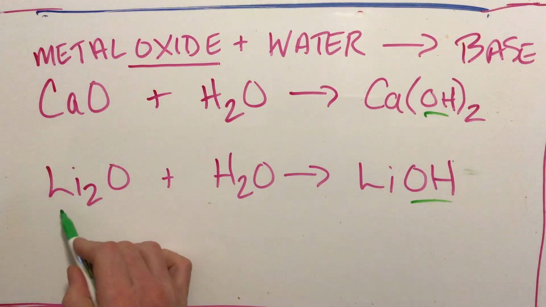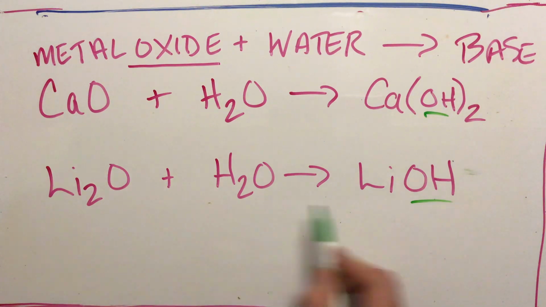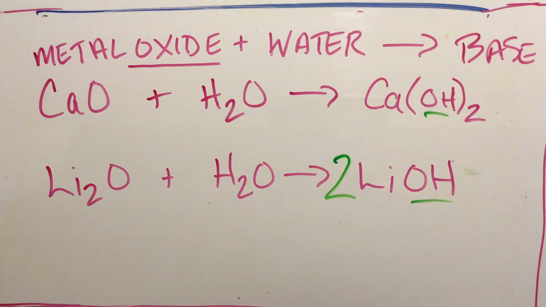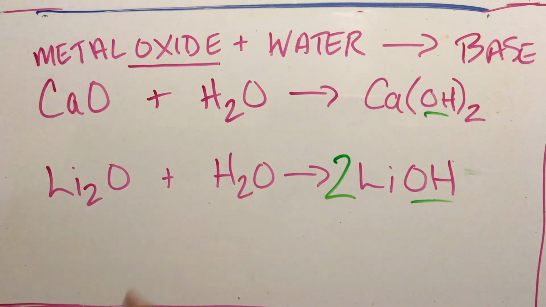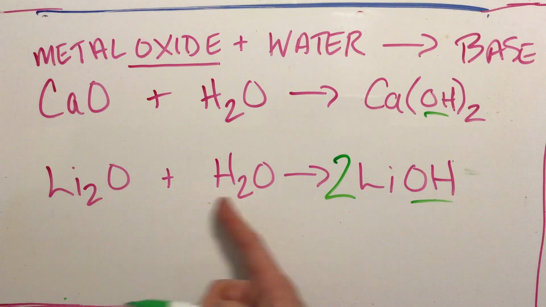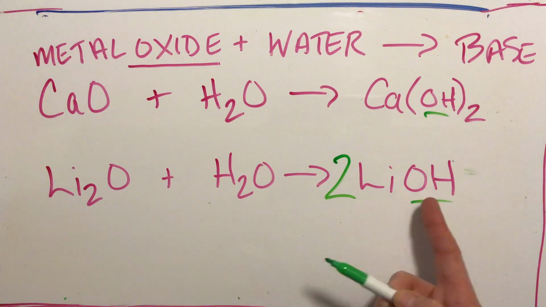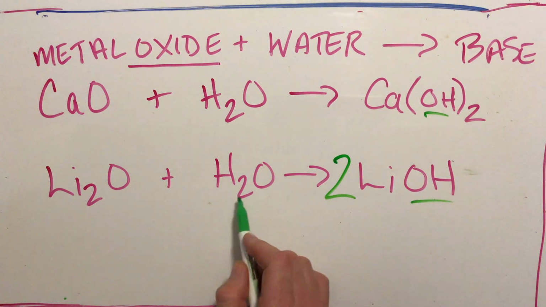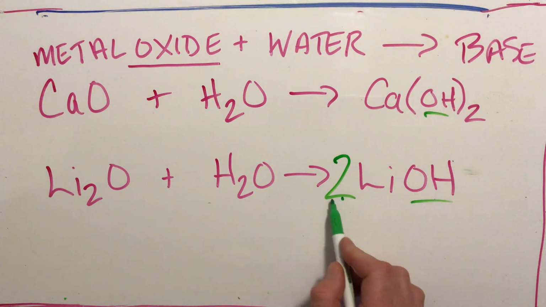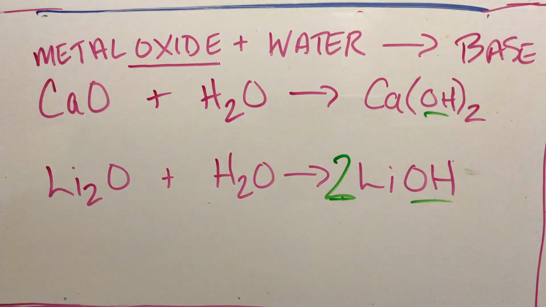So let's start double checking our balancing here. 2 Li's, only 1, we'll put a 2 there. So 2 Li, 2 Li. 1 plus 2 O's, 2 O's. Remember this 2 accounts for all of this now. So 2 O's, 2 H's, and 2 H's. So all we need to do is add this 2 right here.